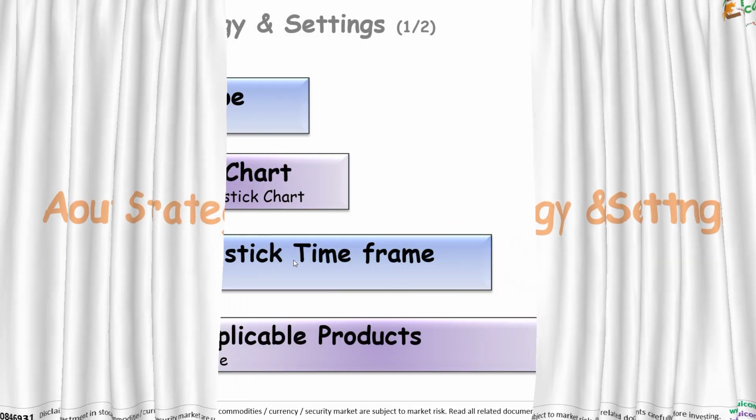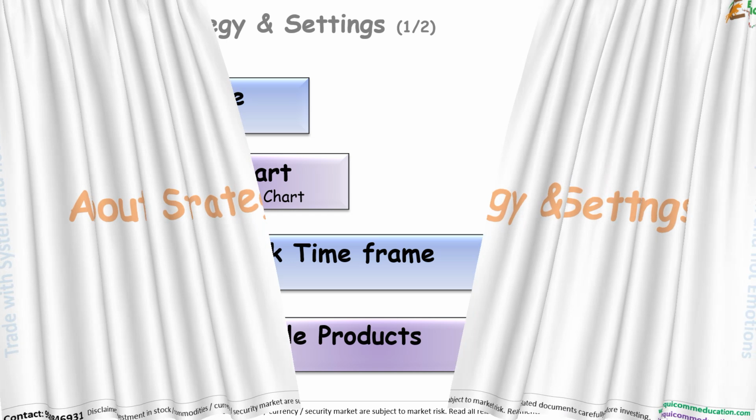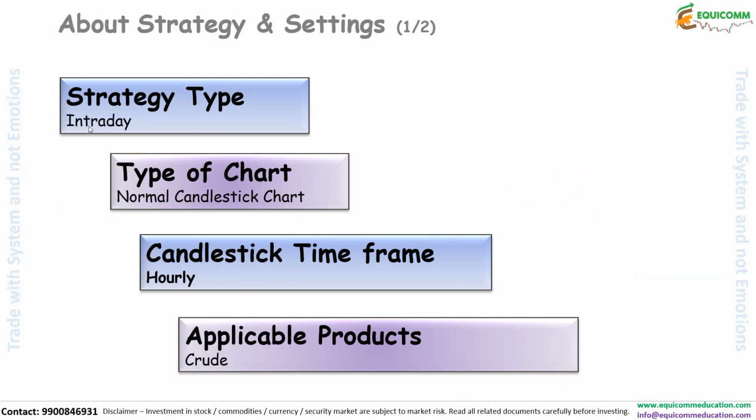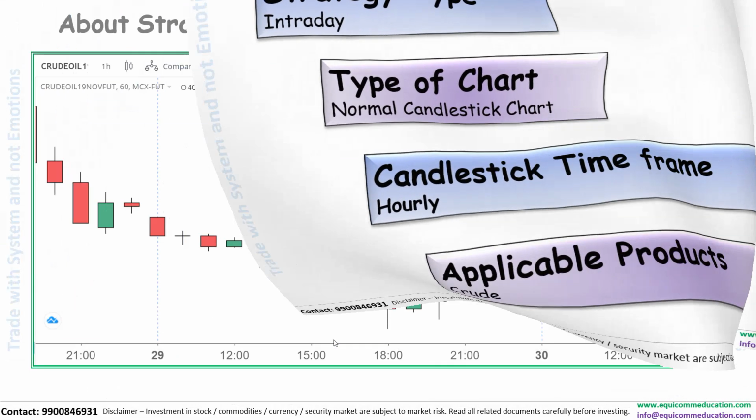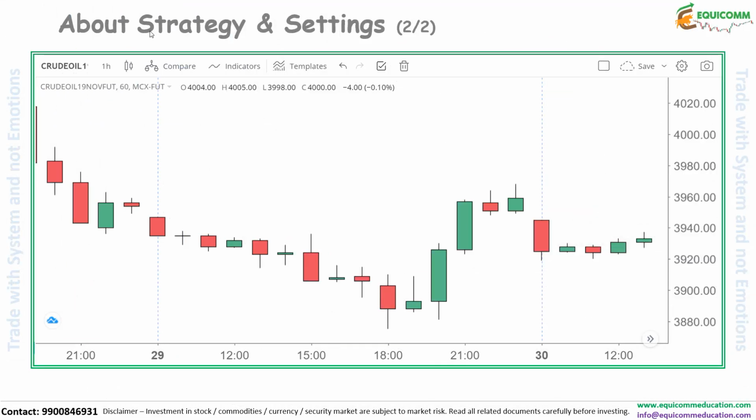So what are the parameters? What is this strategy about? This strategy is purely an intraday trading strategy. The type of chart we are going to use is the normal candlestick chart. The time frame of the candlestick would be hourly, and we are going to use crude oil as the product under this strategy. So now let's have a look into the parameters on the screen.